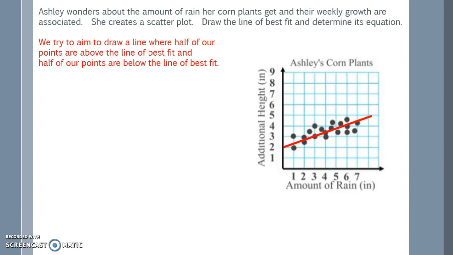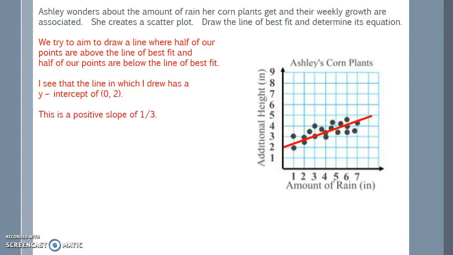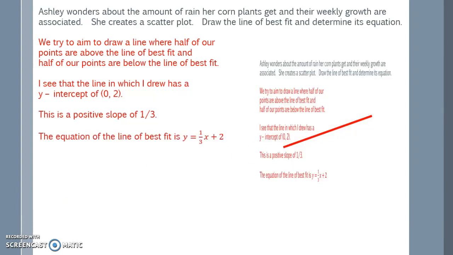Here's one possible solution. I see that the line in which I drew has a y-intercept of (0, 2), and it also has a positive slope of 1/3. We rise 1 and run 3.